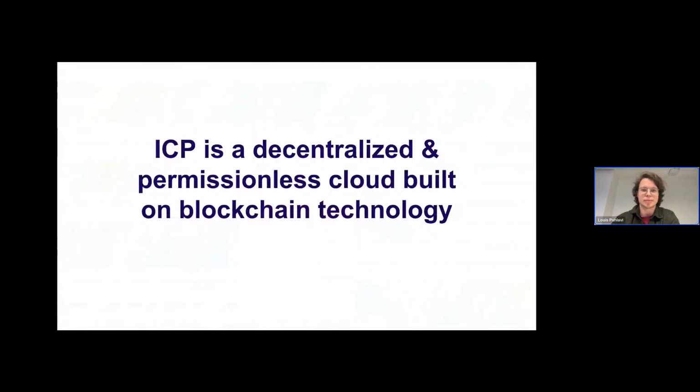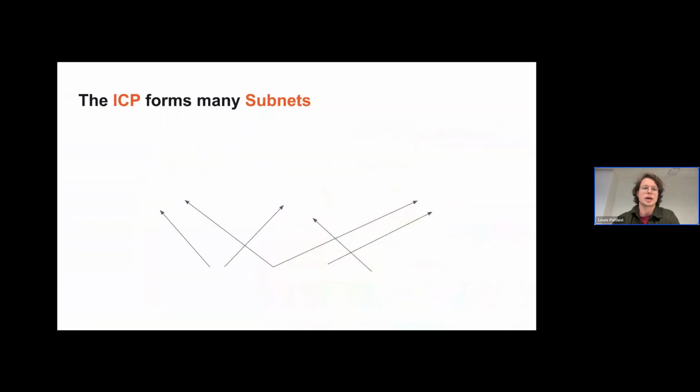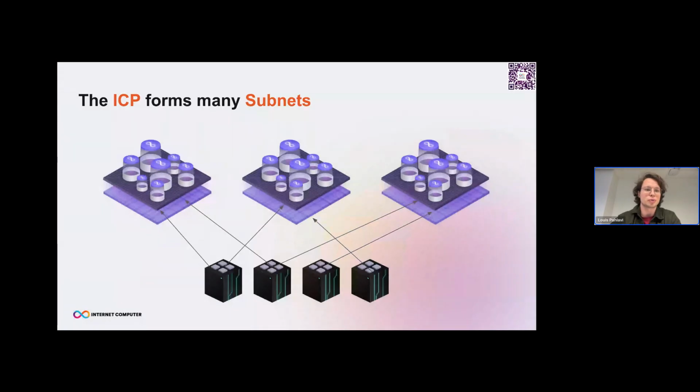Let's get started. I'm going to start with a short refresher on the ICP as a whole and how it works. The ICP is a decentralized and permissionless cloud built on blockchain technology. A little bit of a bottoms-up approach: let's start with the data centers that are operated by node providers. The node providers run nodes, potentially more than one node per data center. And the nodes come together to form subnets, where every node can only be part of one subnet. And a subnet is really an independent blockchain.